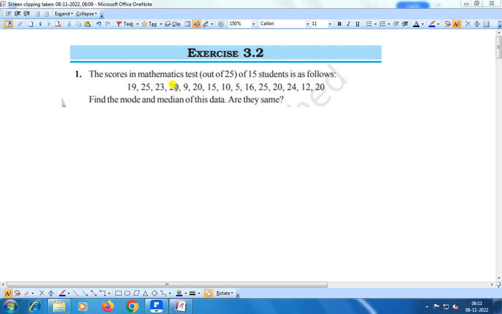The scores in mathematics test out of 25 of 15 students is as follows: 19, 25, 23, 29, 20, 15, 10, 5, 16, 25, 20, 24, 12 and 20. Find the mode and median of these data. Are they same? Let us find.